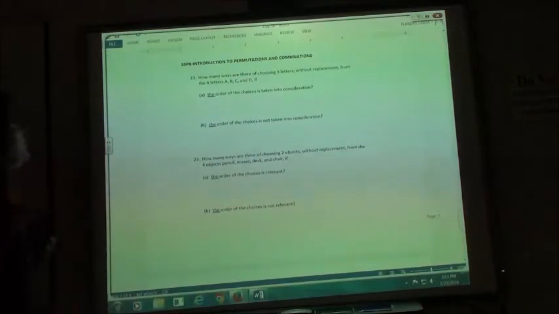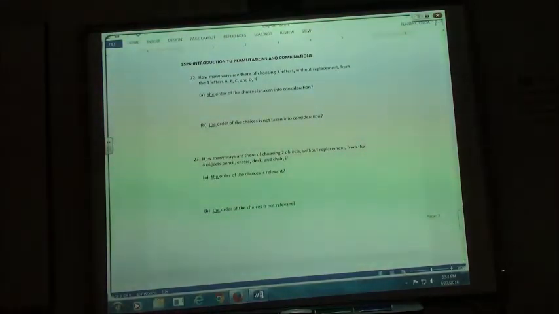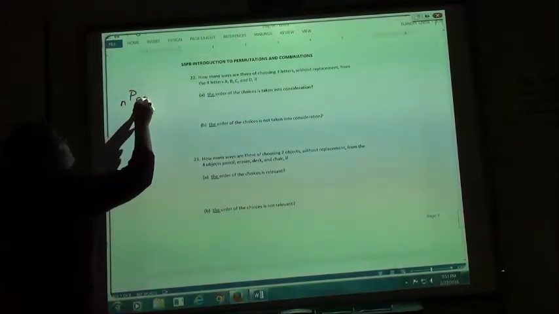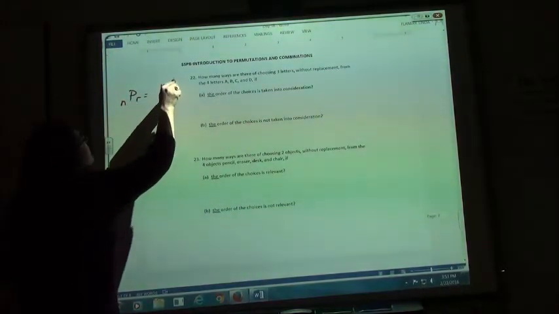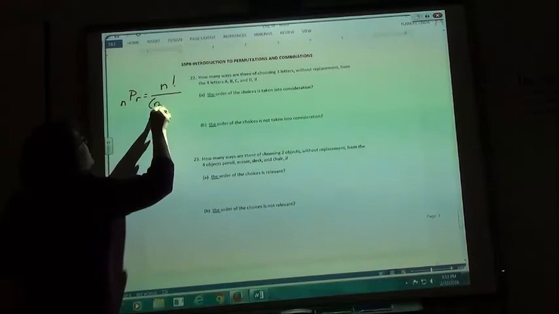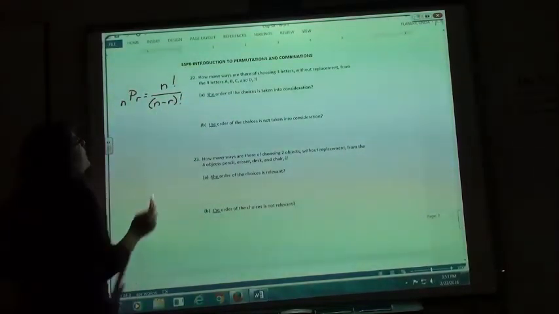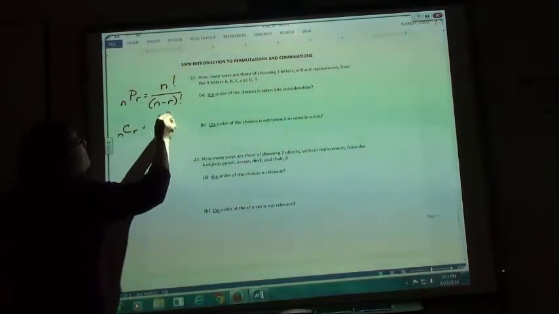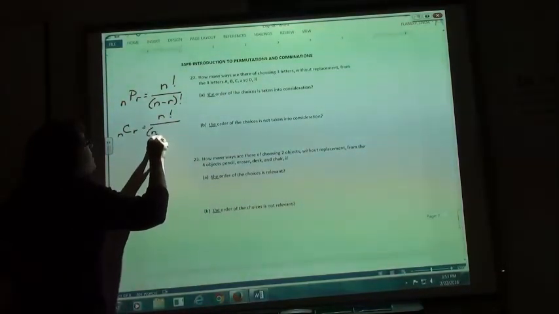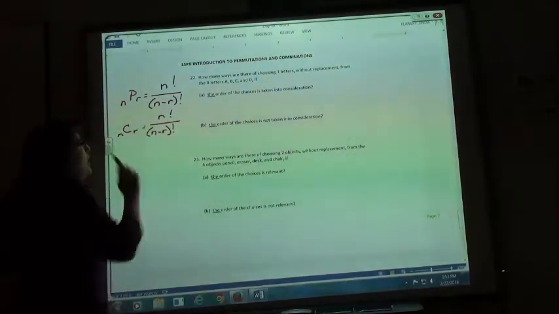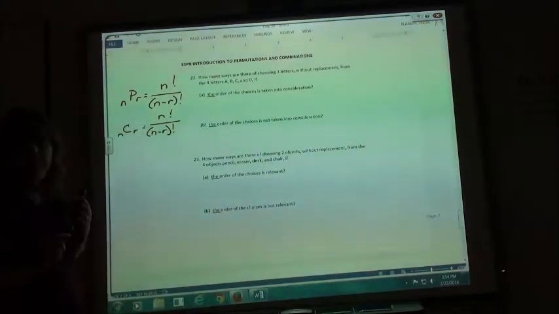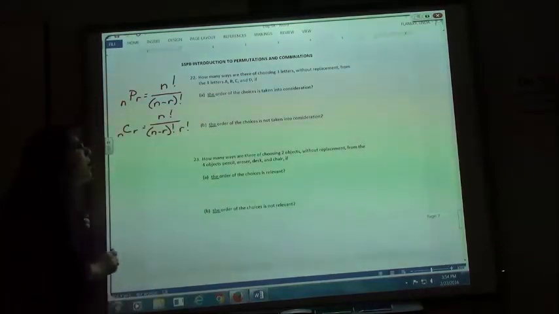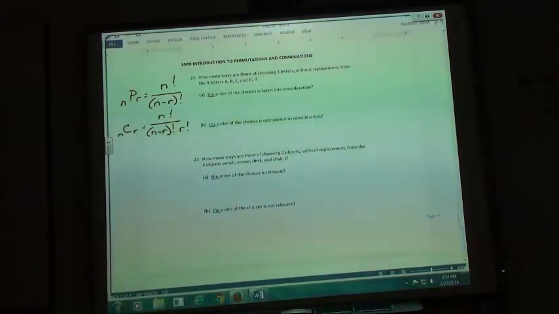We are now going to do some word problems using permutations and combinations. Again, my formula for my permutation is n factorial divided by n minus r factorial. For my combination, I'm going to take n factorial divided by n minus r factorial. But since the group 1, 2, 3 is the same as the group 3, 2, 1, I'm also going to divide that by r factorial to get rid of the repeats.